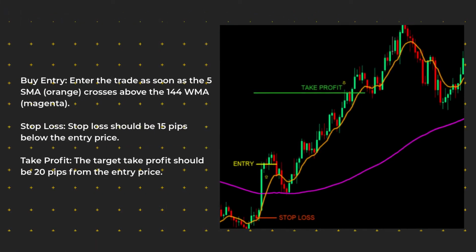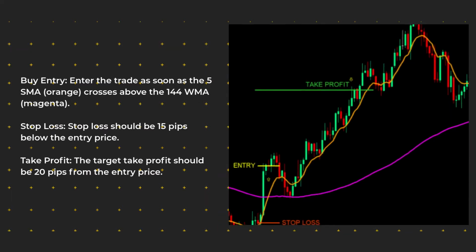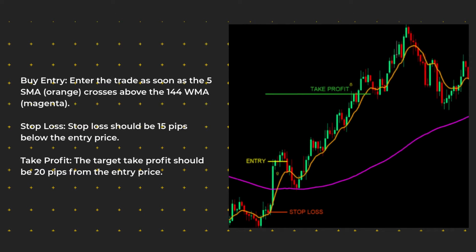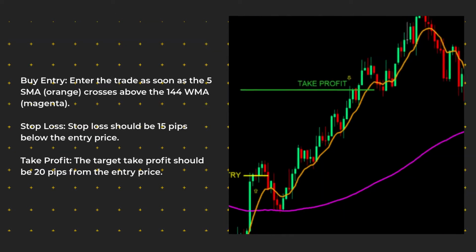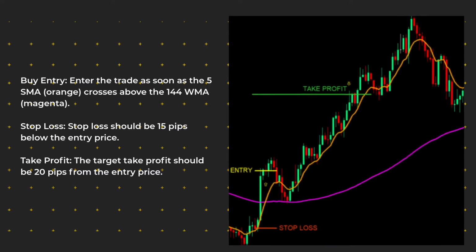Buy entry: enter the trade as soon as the 5 SMA, orange, crosses above the 144 WMA, magenta. Stop loss should be 15 pips below the entry price. Take profit: the target take profit should be 20 pips from the entry price.